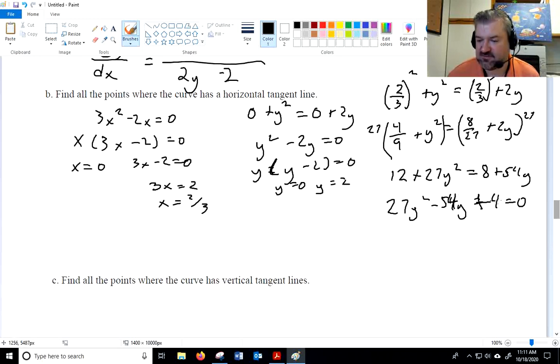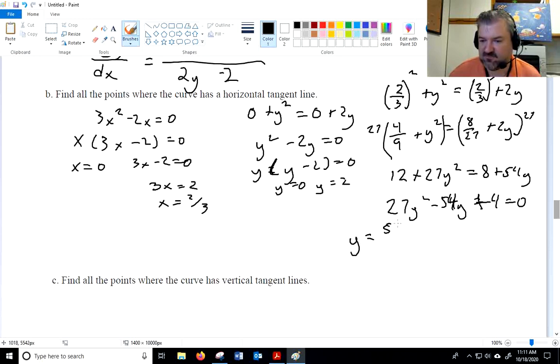I don't know if that's factorable or not. Let me think for a second. Here, 27 times 2 is 54, but yeah, probably not. So we probably have to use the quadratic formula.